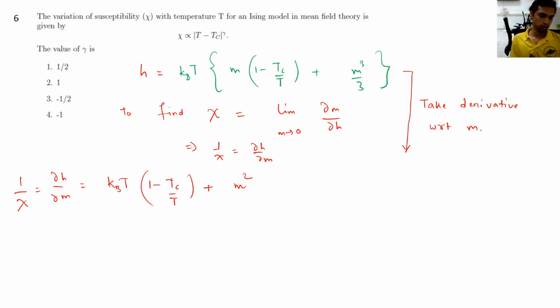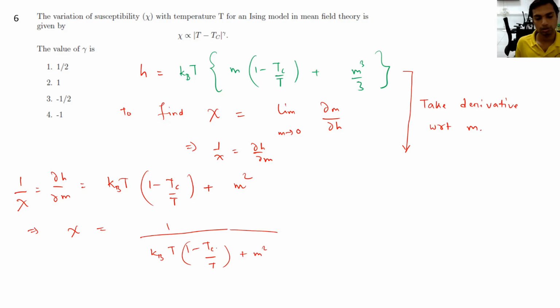Okay, so basically chi is equal to 1 over kBT, 1 minus Tc by T plus m square, and you have to take that in the limit of m going to 0. Okay, so what you have to take is, so this will give you 1 over kB T minus Tc.